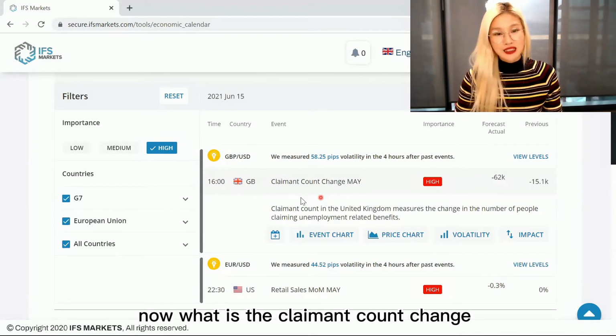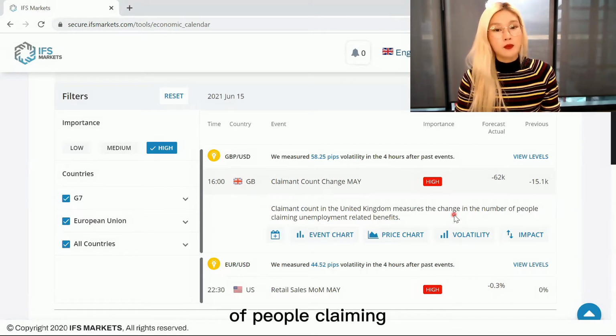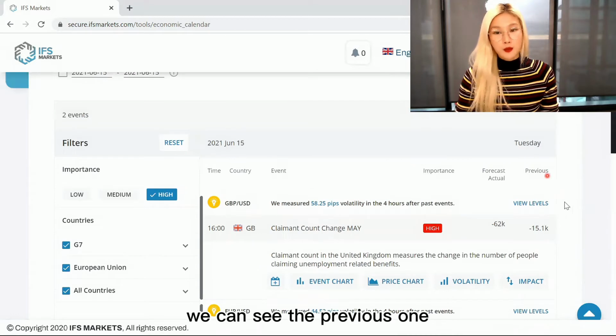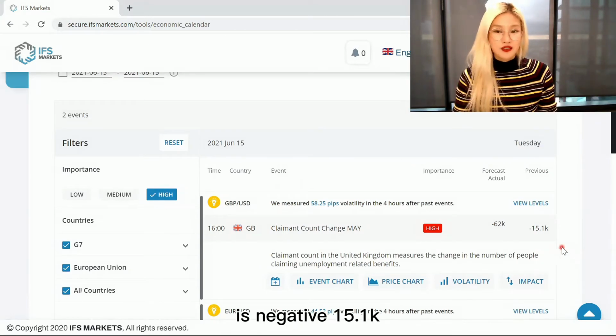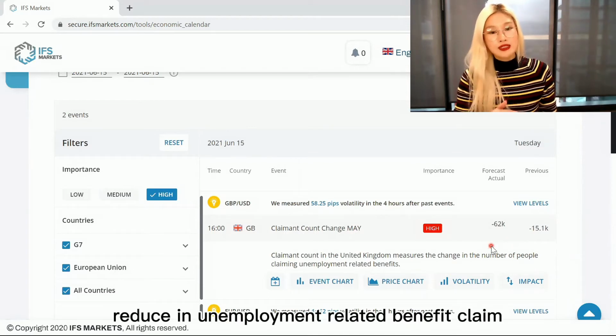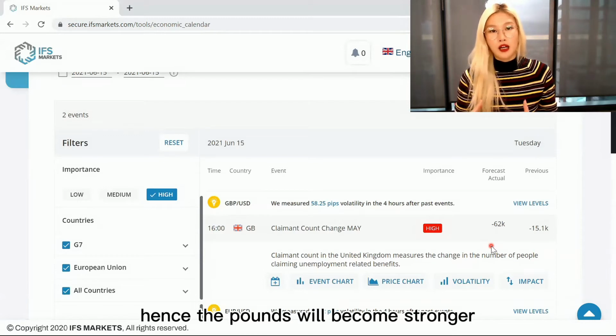Now, what is the claimant count change? That is, in the United Kingdom, it measures the change in the number of people claiming unemployment-related benefits. We can see the previous one, which is the one in April, and that's released in May, is negative 15.1K. And this time, they're forecast negative 62K. Reduced unemployment-related benefits claims mean that the economy is picking up and the unemployment rate is going down. Hence, the pound will become stronger.